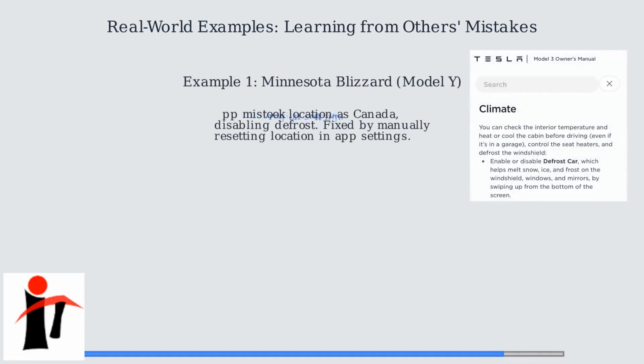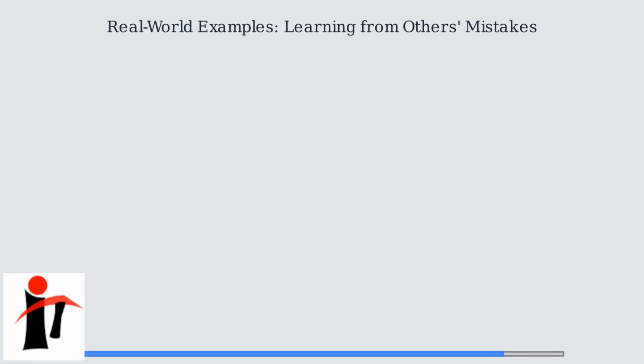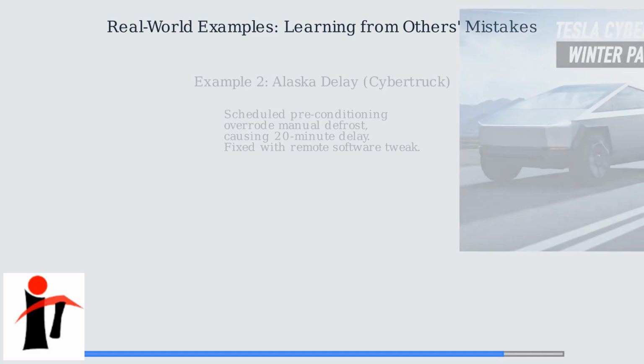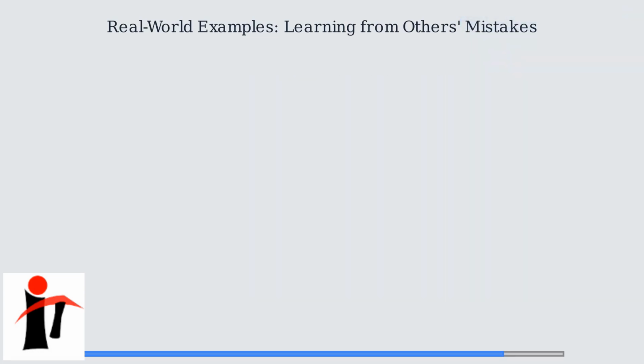Many Tesla owners share their experiences online, providing valuable lessons for troubleshooting defrost issues. In 2024, a Model Y owner in Minnesota faced defrost failure during a blizzard. The Tesla app incorrectly flagged the vehicle as being in Canada despite being in the US, disabling auto defrost due to regional restrictions. Another common issue involves scheduling conflicts. A Cybertruck owner in Alaska experienced a 20-minute delay in defrost activation because scheduled preconditioning interfered with manual defrost commands. Tesla provided a remote software tweak to resolve the problem.